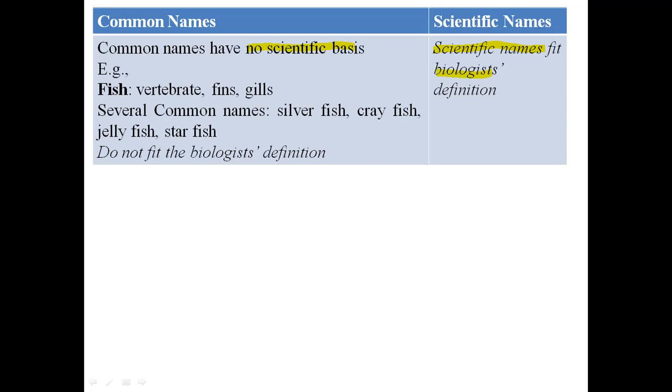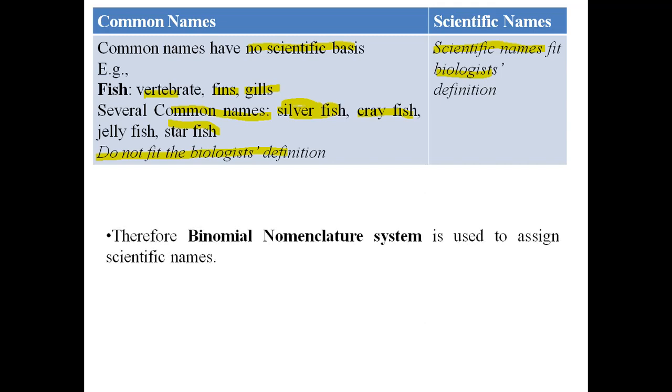Common names have no scientific basis, while scientific names always give the proper definition to biologists, and biologists can understand. Like fish, it is a vertebrate. All fish have fins and gills, but there are several common names, so we do not know which group of species we are talking about: silverfish, crayfish, jellyfish, and starfish. These names do not fit the biologist's definition. So we need a very specific name, then we can understand which species we are talking about.